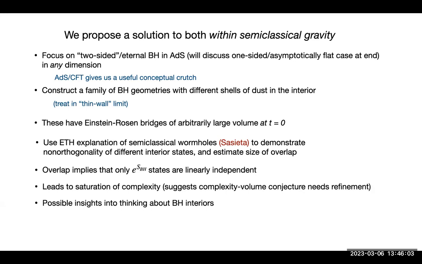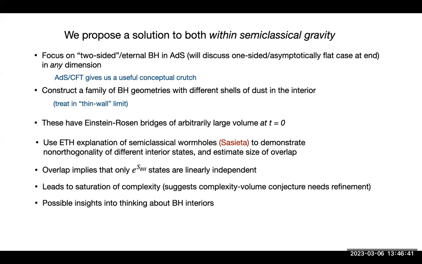I can make these bridges large to begin with, and that already is confusing with respect to the complexity equals volume scenario. We'll use an explanation of semiclassical wormholes by Twosided, arguing that the average over some sort of ensemble that's suggested by the eigenstate thermalization hypothesis, to demonstrate that apparently rather different interior states have small but finite overlaps, and we can estimate the size of this overlap. And then we'll argue that this implies that only these many interior states are linearly independent of each other.